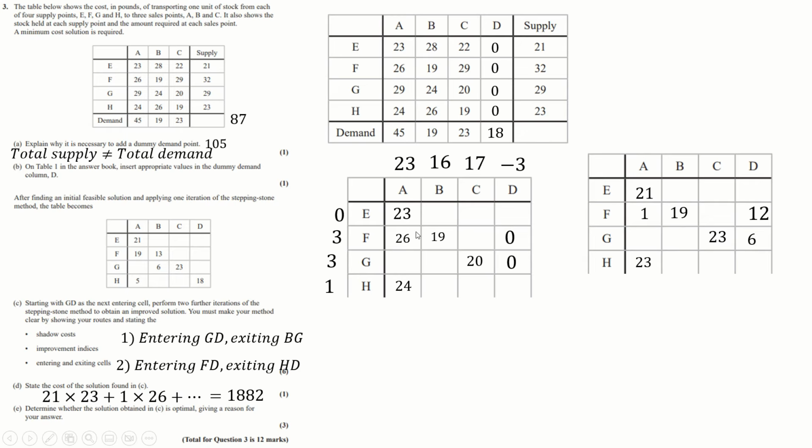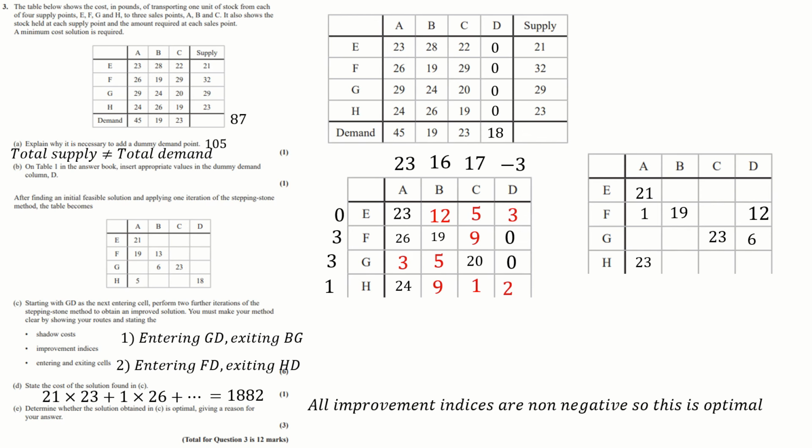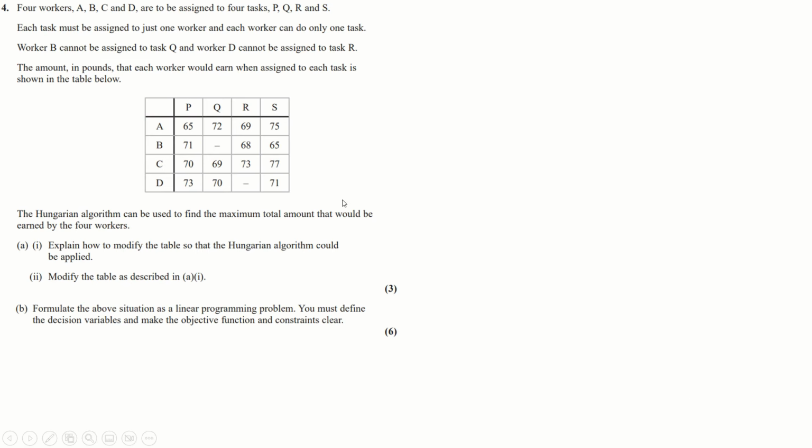And again, now for this one, do this minus this minus this. For this one, this minus this minus that. This one is this minus this minus this, and so on. They're all positive, so this is optimal. So you say all the improvement indices are non-negative, so this is optimal. And that is that question done as well.